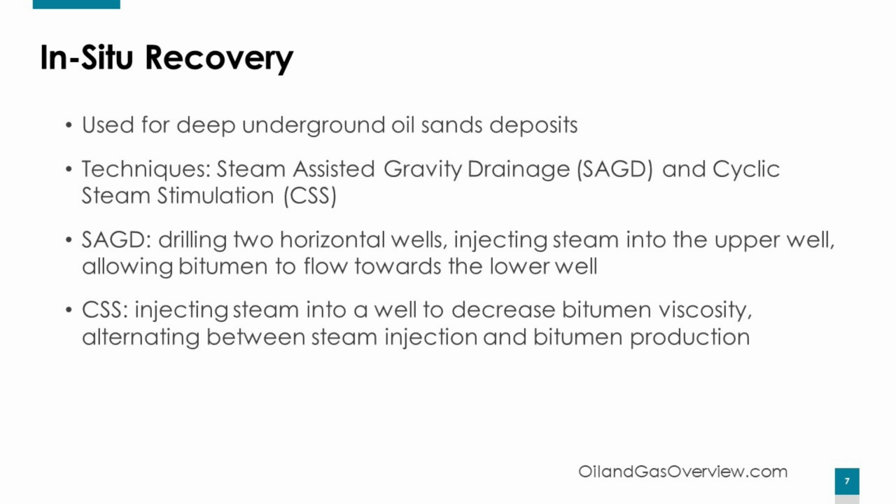Another method is cyclic stimulation, which involves the injection of steam into the well for a certain period of time to decrease the viscosity of bitumen in the formation. After that, steam injection is stopped and the well is put on production. This process is repeated in cycles, alternating between steam injection and bitumen production.